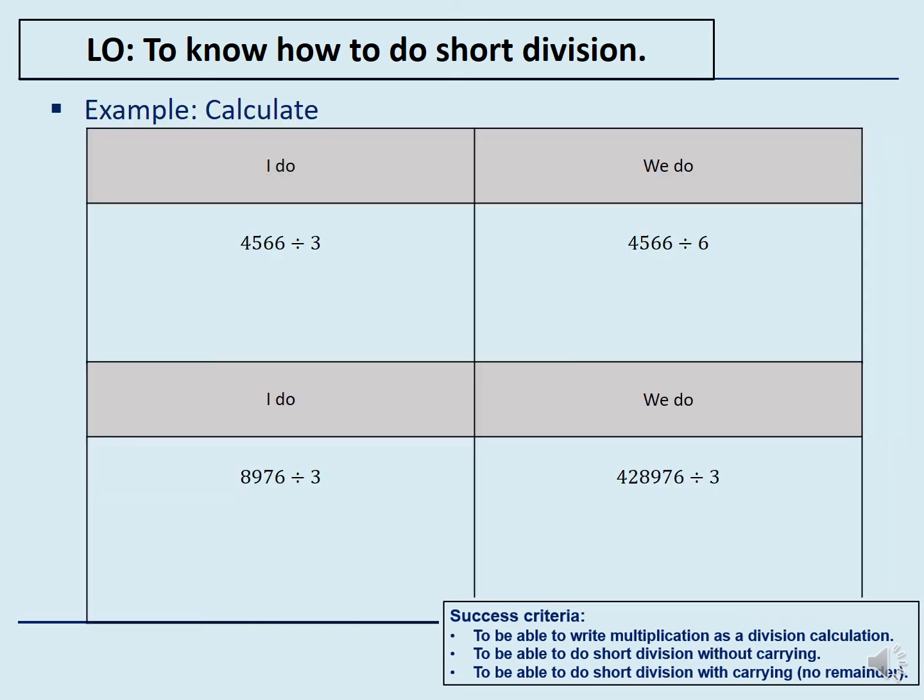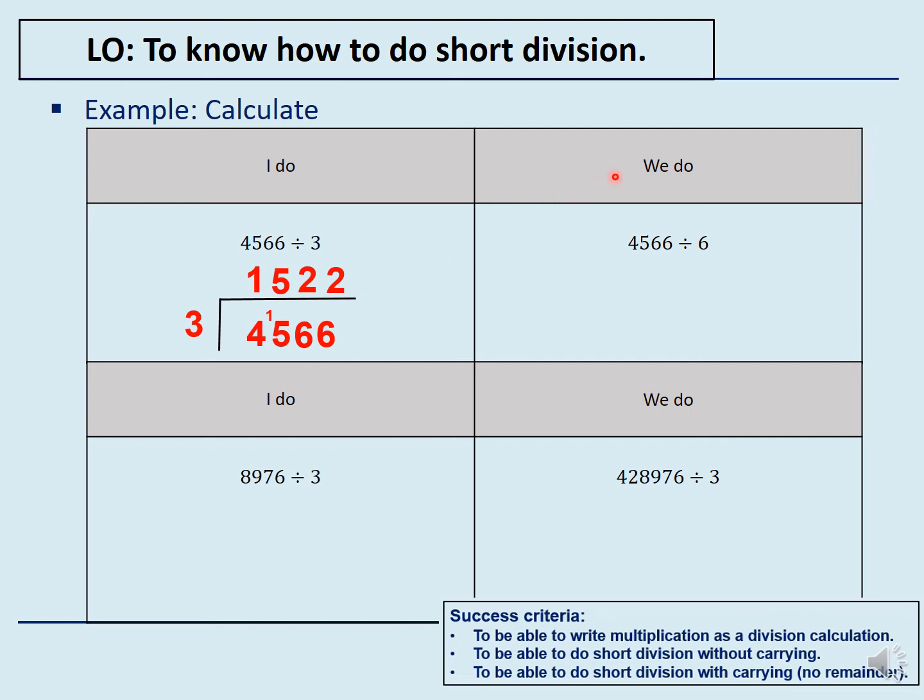Now let's see how we can do short division with carrying. First of all, I need to write it as a bus stop method, as a short division. Then I need to check how many times 3 goes into 4. Once, but I have 1 left over. That leftover goes here. How many times does 3 go into 15? 5, and no leftover. How many times does 3 go into 6? Twice, no leftover. How many times does 3 go into 6? Twice, and no leftover. So this is the last answer.